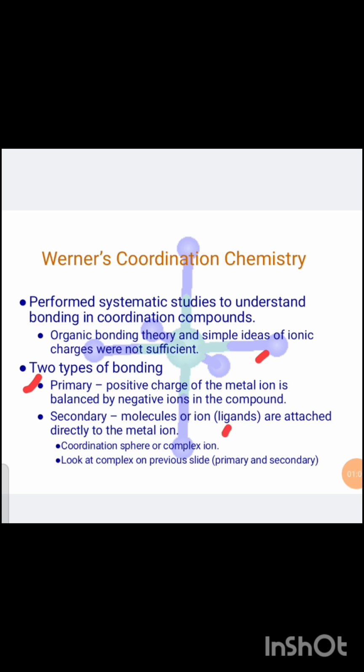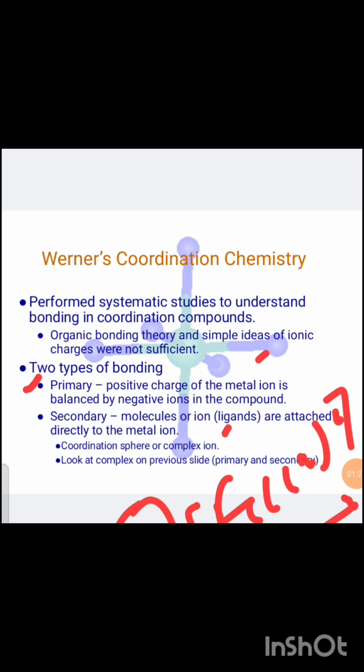So for primary valency, suppose the complex is K4[Fe(CN)6]. In this, the primary valency is this one: K4 means positively charged metal ions. And the secondary valency is this one, in which the ligand is attached to the central metal ion.